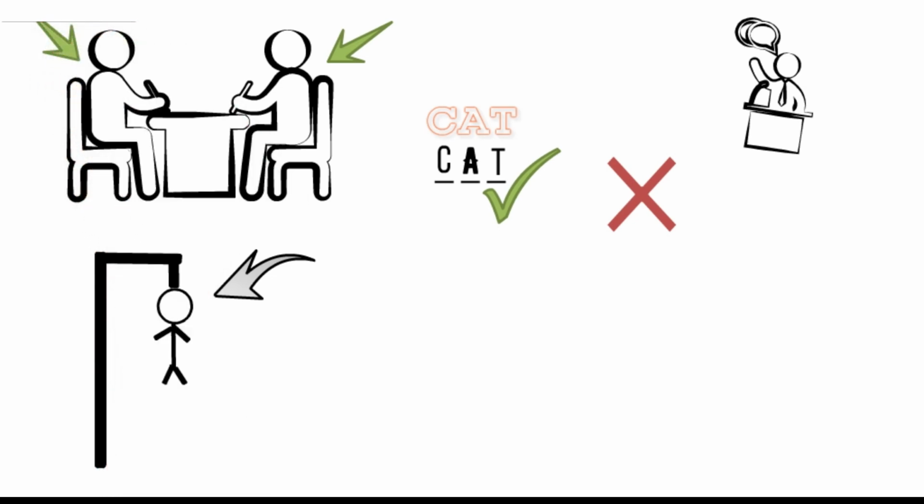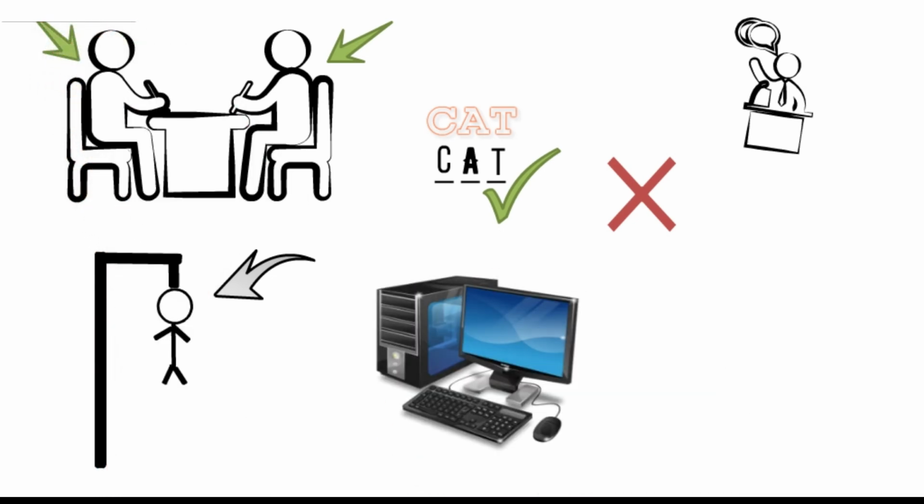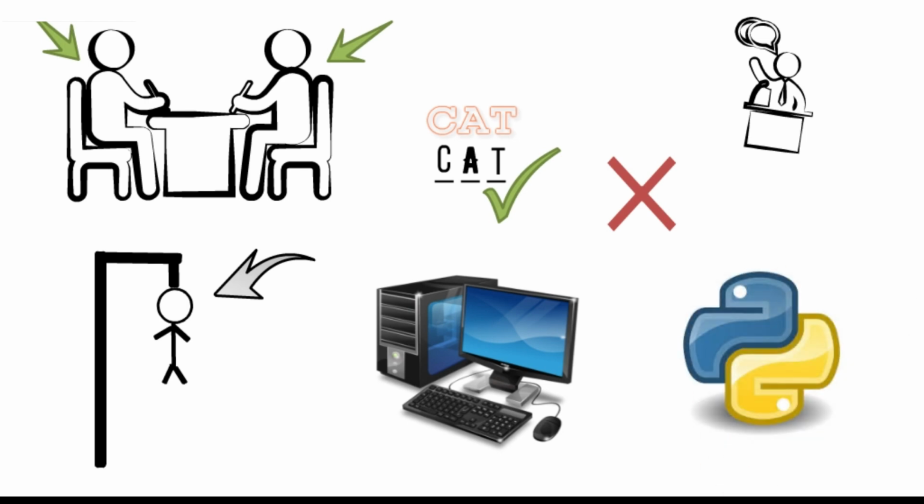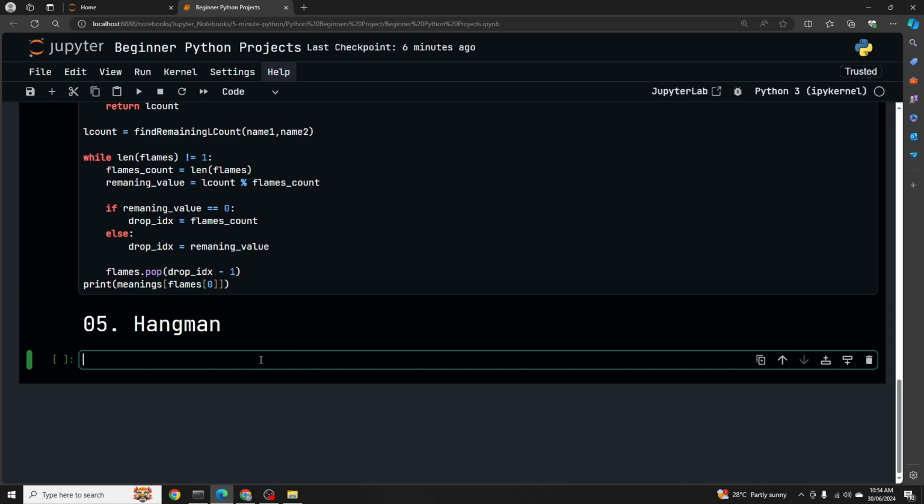In our program, the host is the computer. The computer will generate a word, and we will guess the letters. If we can guess the word before the figure is completed, we win. If not, the computer wins. So let's dive into the coding part. Let's implement Hangman in Python.